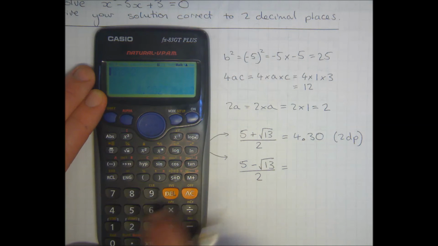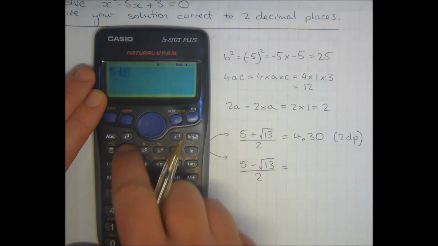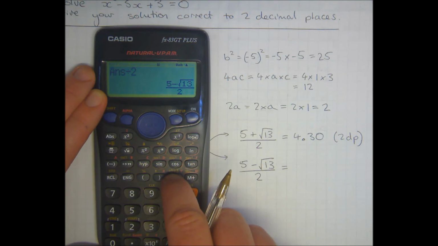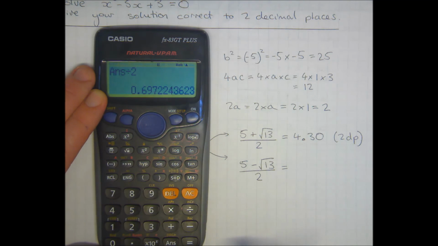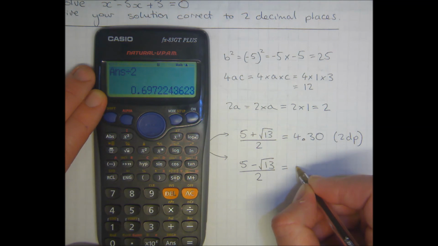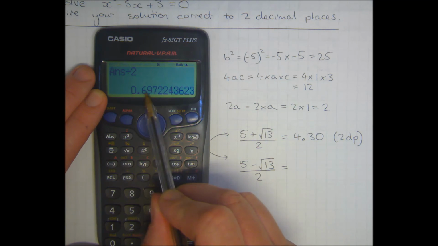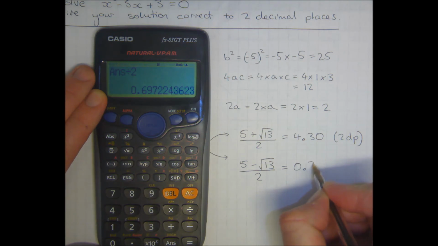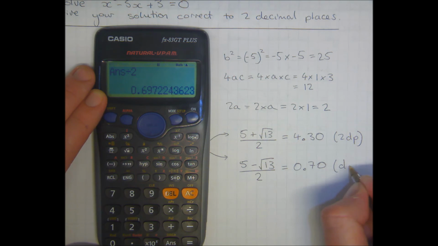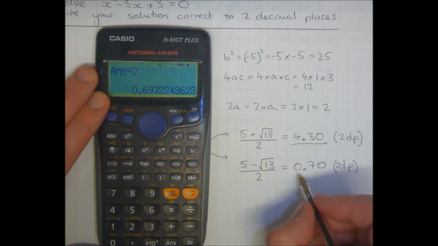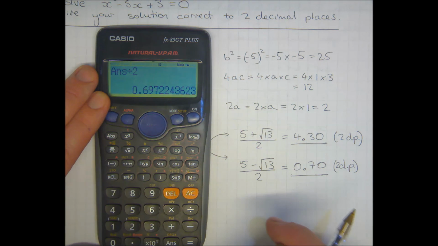For the other answer, it's 5 minus the square root of 13, and then we divide that by 2 and press S to D, and we get 0.697. So to 2 decimal places, that would be the second decimal place, but that 7's a round up, so it's going to become 0.70. Now again, that's 2 dp, 2 decimal places. So we have 2 solutions. x could be 4.30 or 0.70 are our 2 solutions to that example.